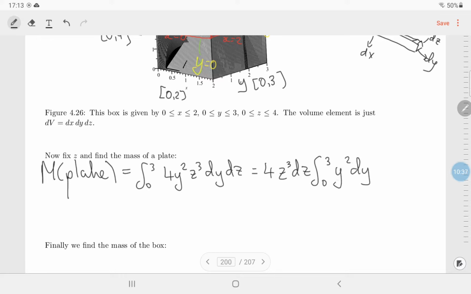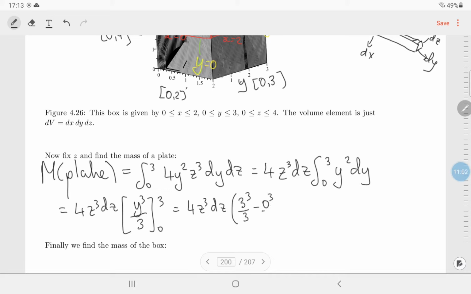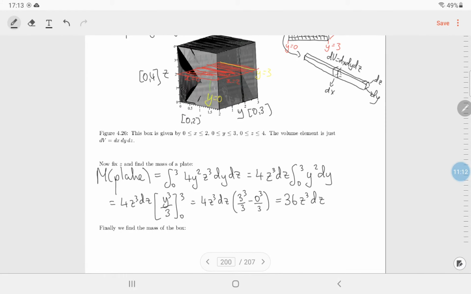Okay, so integral of y squared dy is no bother. Add 1 to the power, divide by the new power. So y cubed over 3 from 0 to 3. Top limit minus bottom limit. So we get 4z cubed dz, 3 cubed over 3 minus 0 cubed over 3. And 3 cubed over 3 would be 3 squared, which is 9. And the 9 by the 4 gives us 36 z cubed dz. So you can see that the mass of the plate depends on the value of z.